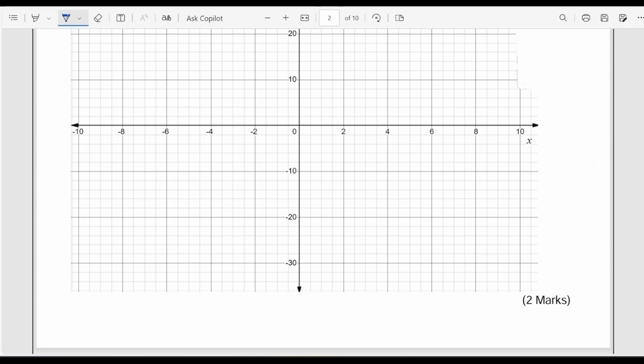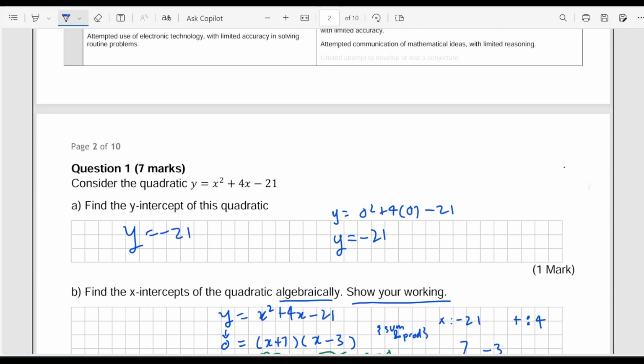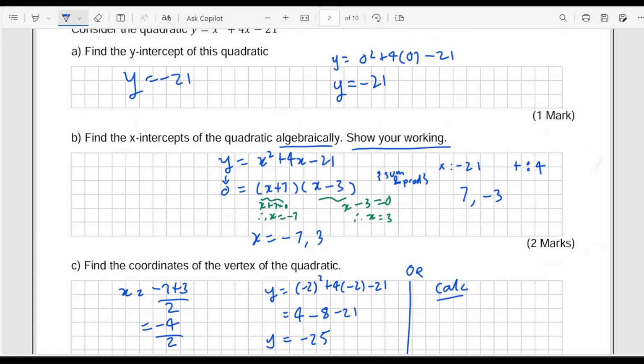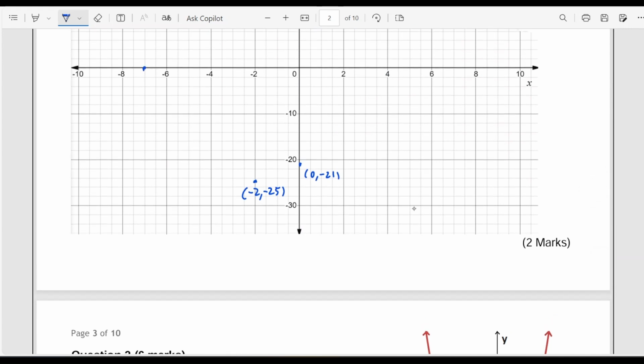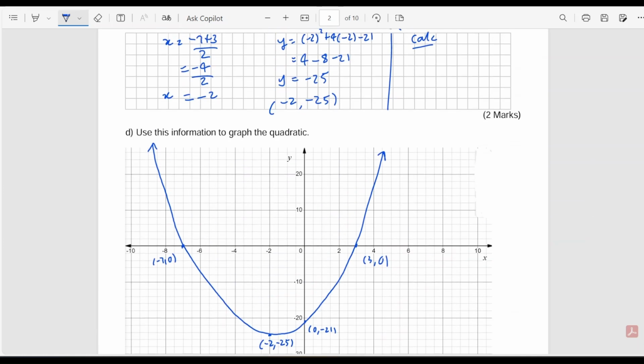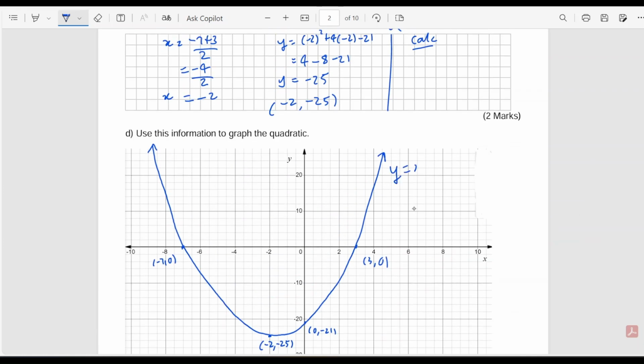Alright, use this information to graph the quadratic, so we're just going to pop on that vertex that we've got, minus 2, minus 25. We'll pop the y-intercept on there, minus 21. There it is. We're going to put our two x-intercepts on, so that's minus 7 is one of them. And it is 3. And then if we sort of connect up all those pieces, we'll get a lovely quadratic shape. Make sure there's arrows on your graph, and make sure you label it with the equation.